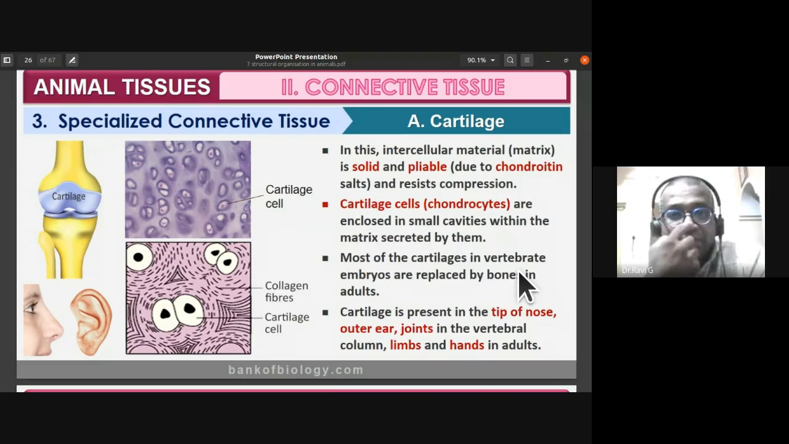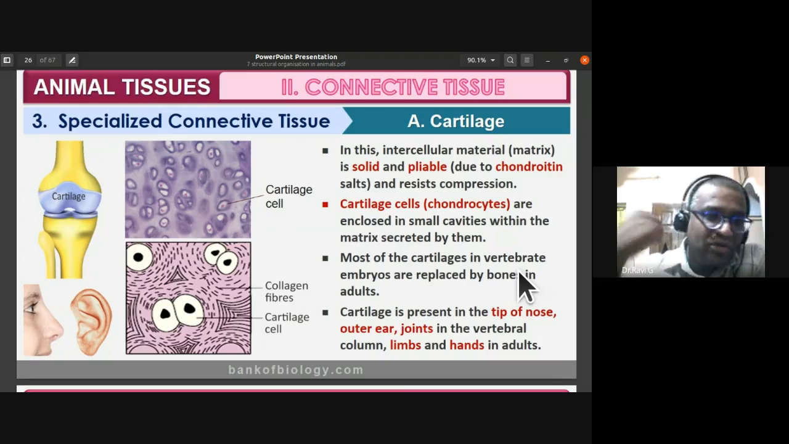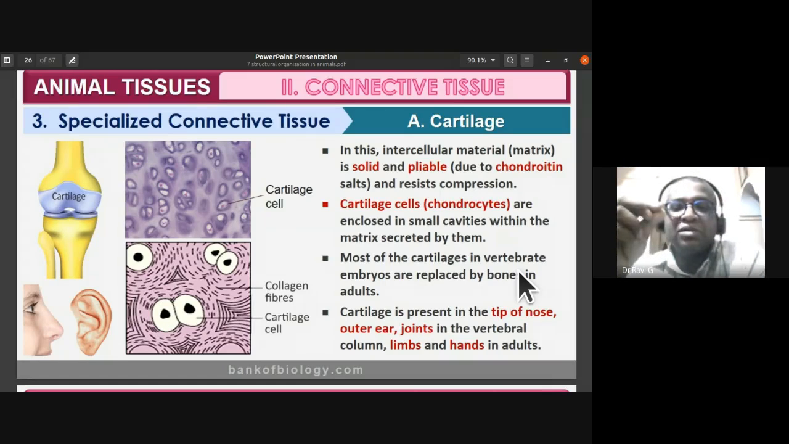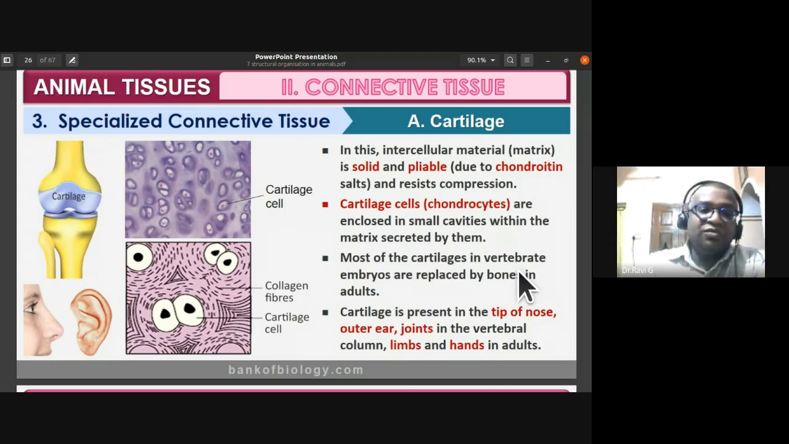They are present in the tip of the nose, pinna of the ears, joints in the vertebral column, and limbs, forelimbs and hind limbs. The tips of the bones have this cap-like structure. You find the joints in the limbs and hands. In the fingers, at the bone-to-bone connection, you find these cartilages. So remember about this cartilage.